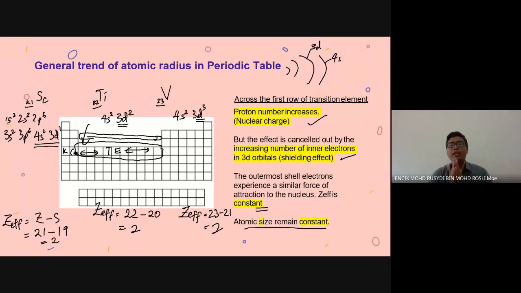So kat sini sebenarnya ada dua faktor utama lah, which is the Z or proton number, and then it is being cancelled out by the shielding effect, which is the number of inner electron. Okay.